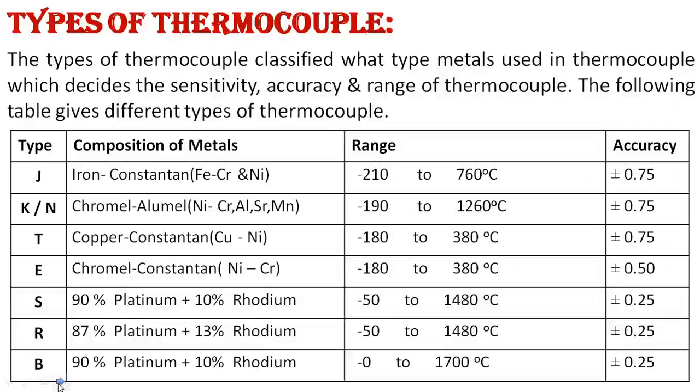Next, types of thermocouples. The types of thermocouples are classified by what type of metal is used in the thermocouple, which decides the sensitivity, accuracy and range of the thermocouple. The following table gives the different types of thermocouples and their composition, range and accuracy. So we have to know these types of thermocouple, like J type, K and N, T, E, S, R and B, and their combinations, their range and their accuracy.